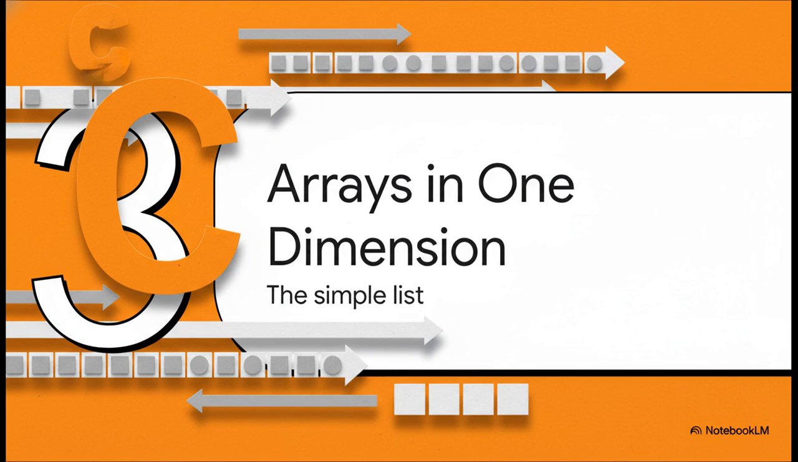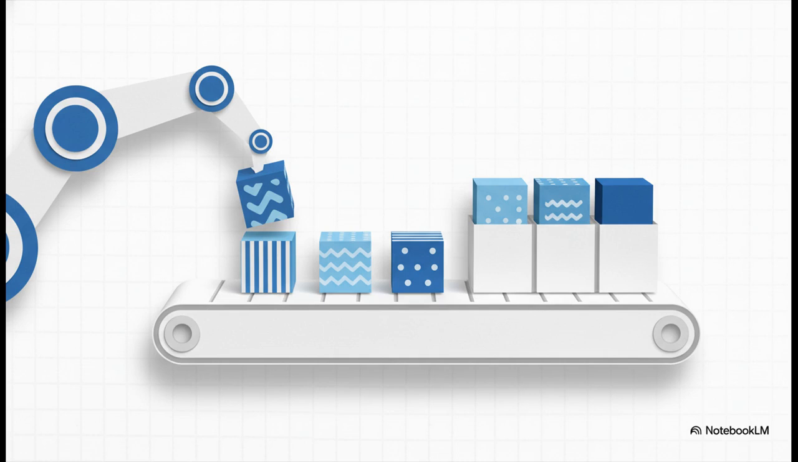Okay, enough theory. Let's see this stuff in action. We'll start with Section 3, arrays in one dimension. This is the simplest kind you'll work with. You can pretty much just think of it as a straight-up list. Now, a really common thing to do is to fill up the array with values right when you create it.